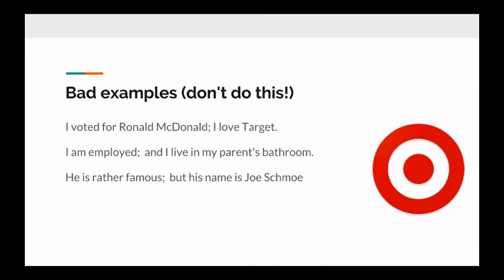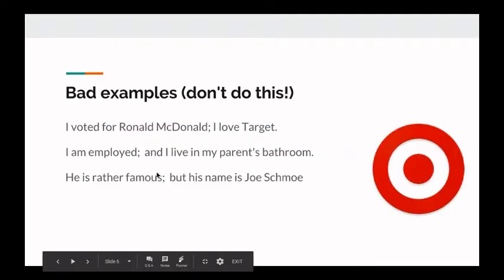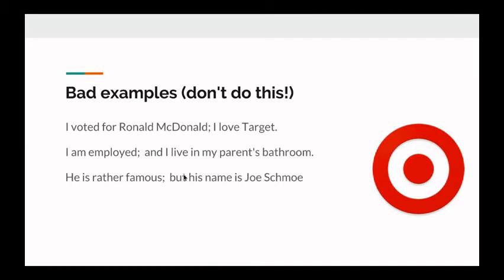He is rather famous, but his name is Joe Schmo. But here's another one of those forbidden words. Again, watch, after clause 2 right here begins clause 2. You can't use a semicolon before it. So, you would put a comma there. But then again, the sentence really doesn't make sense, so don't write a sentence like that.